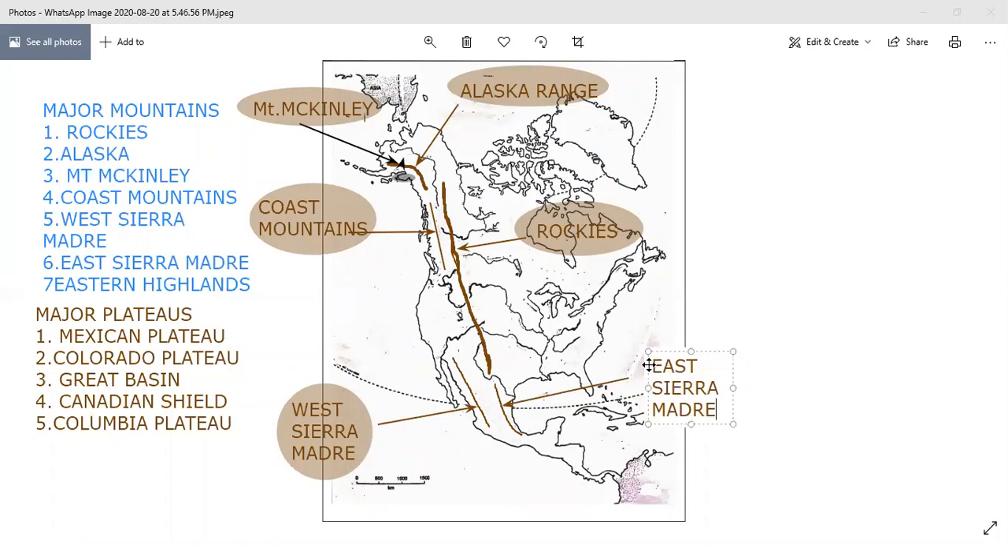Okay, clear? East Sierra Madre and West Sierra Madre. So these are the two things, different.